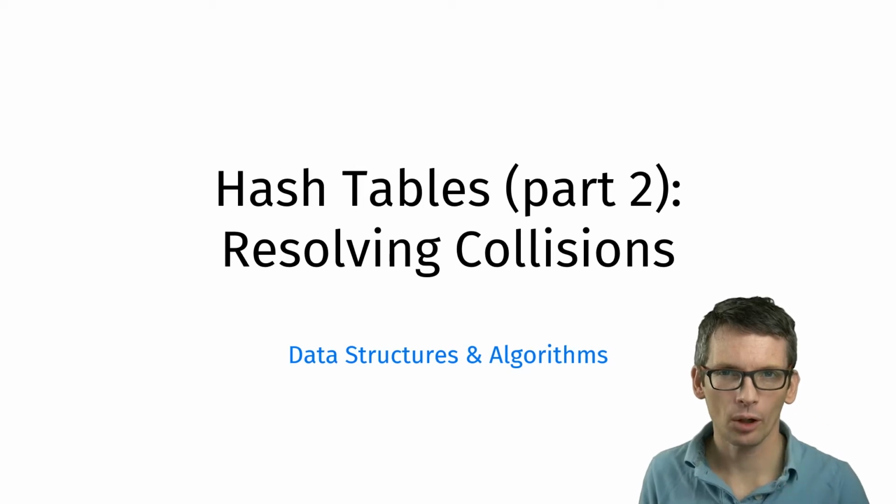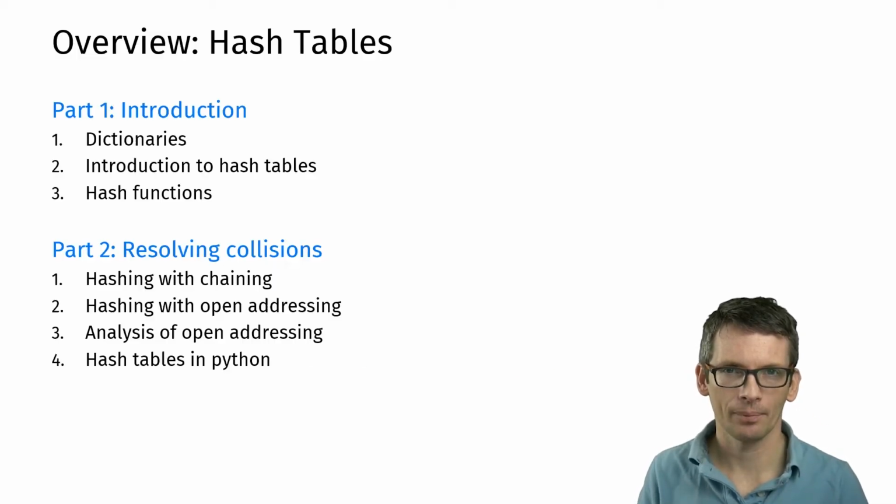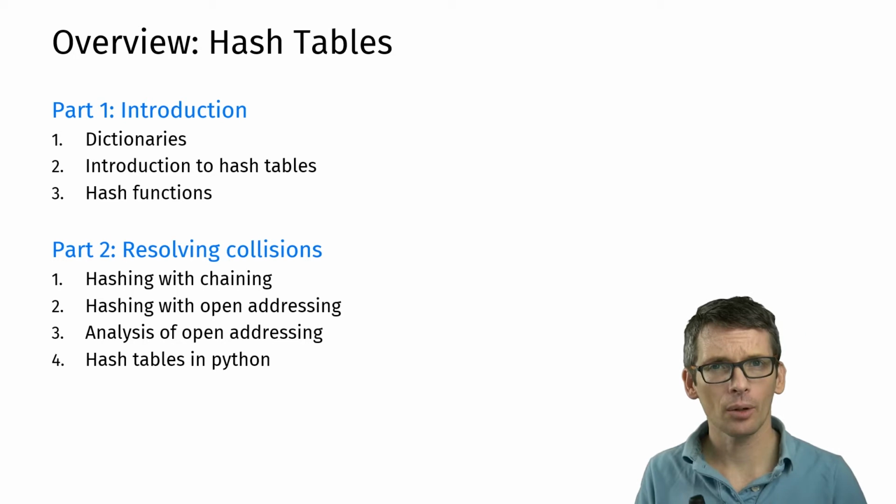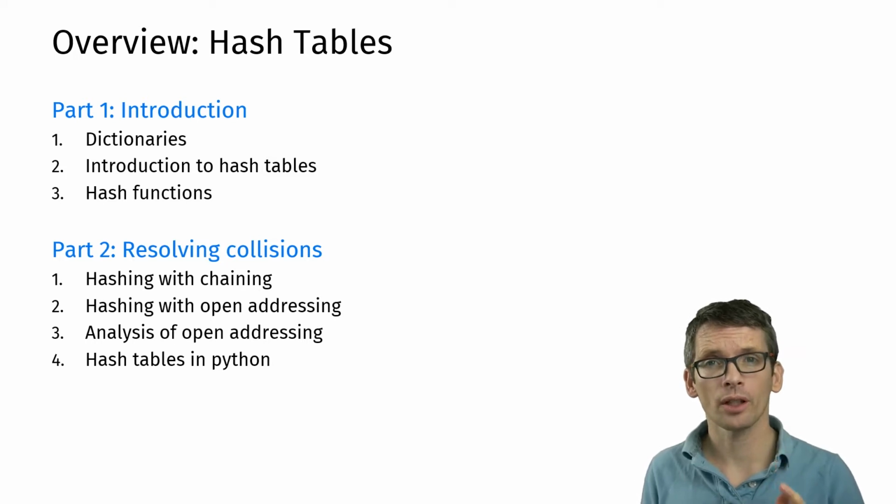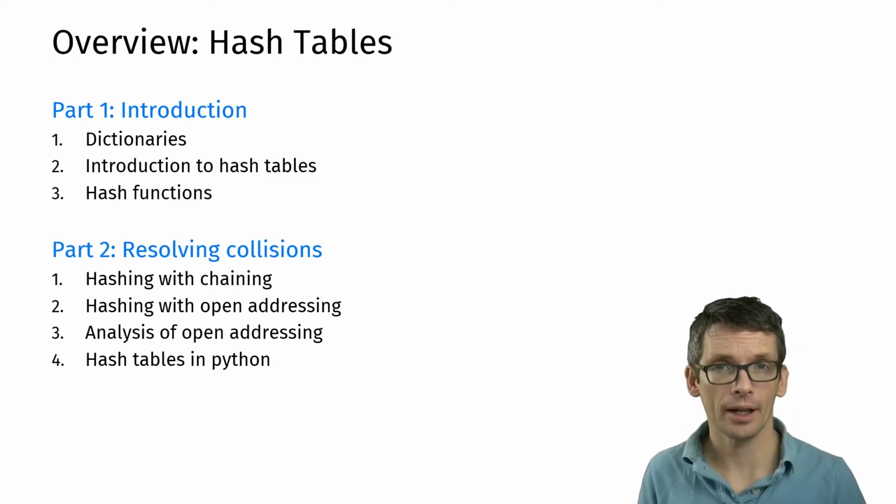How do we resolve collisions when hashing? You've seen dictionaries, you know what a hash table is, what a hash function is. Now let's resolve collisions, and we're going to see two approaches, with chaining and with open addressing.